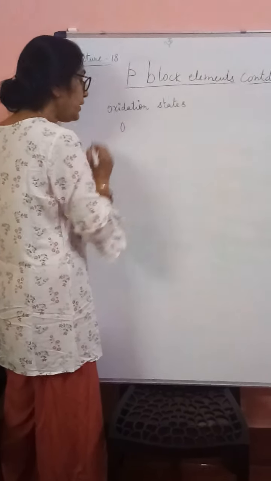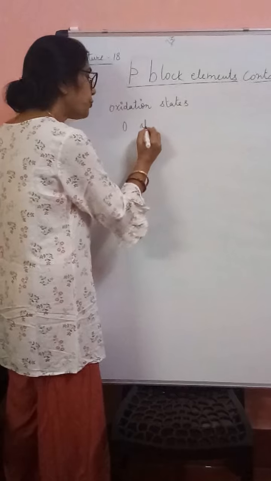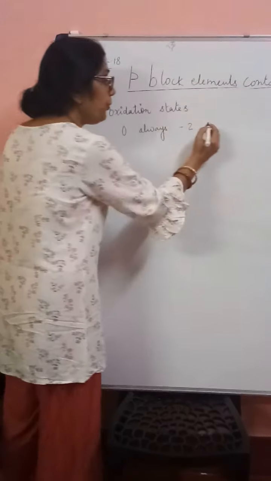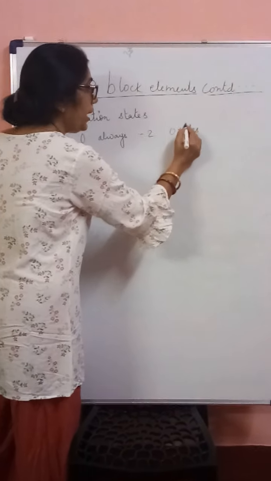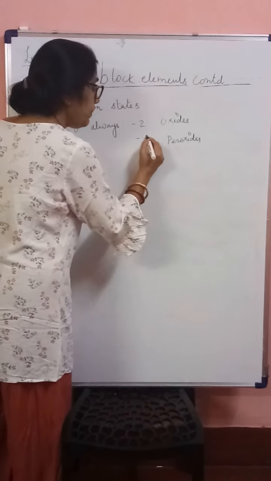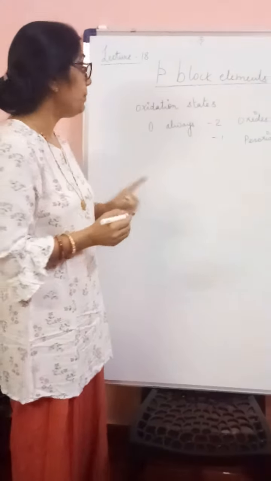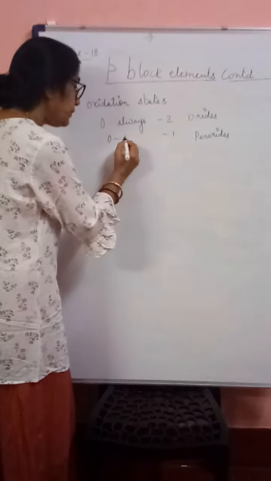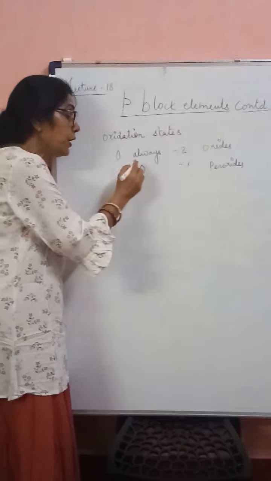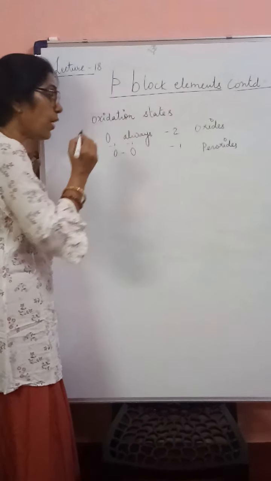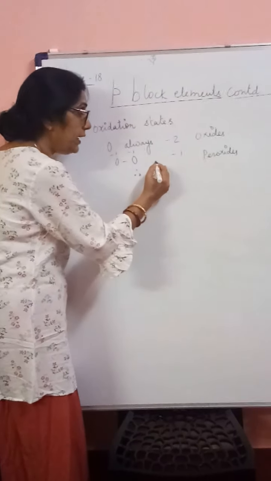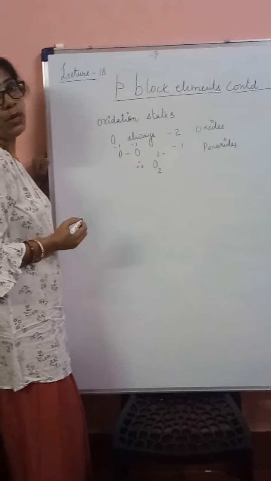So far as oxygen is concerned, it always shows -2, but -2 is in oxides. When I talk about peroxides, then it will be -1. I hope everybody knows what the peroxy linkage is. Peroxy means 2 oxygens covalently united by a single bond, so that each has -1 oxidation state, and therefore whenever we write peroxide, it's written like this, O2 2-.